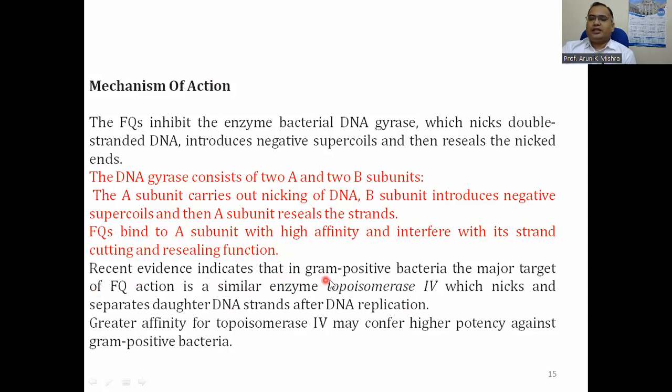Recent evidence indicates that in gram-positive bacteria, the major target of fluoroquinolone action is a similar enzyme, that is topoisomerase 4, which nicks and separates the daughter DNA strands after DNA replication. So the fluoroquinolones have greater affinity with topoisomerase 4, which may confer high potency against gram-positive bacteria. Gram-positive bacteria का ज्यादा से ज्यादा किलिंग करने के लिए फ्लोरोक्विनोलोन्स को अच्छा मानते हैं, because these fluoroquinolones have a strong bonding, strong affinity with topoisomerase 4.